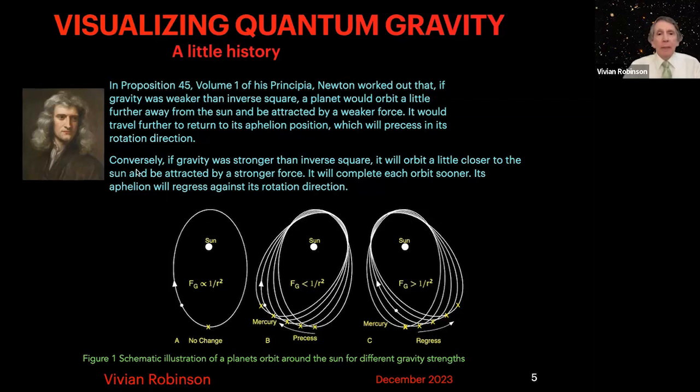But conversely, if gravity was stronger than inverse square, it will orbit a little closer to the sun and be attracted by a stronger force. This is shown here. It will complete each orbit sooner. So it will return to its aphelion point a little earlier, and then repeated, a little earlier still. And in that way, its aphelion will regress against its direction of motion, of rotation.